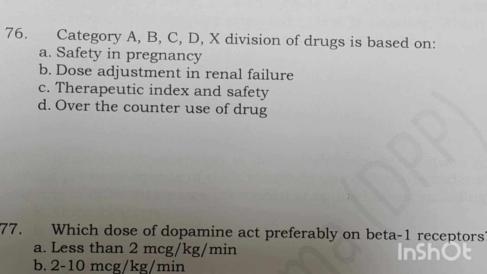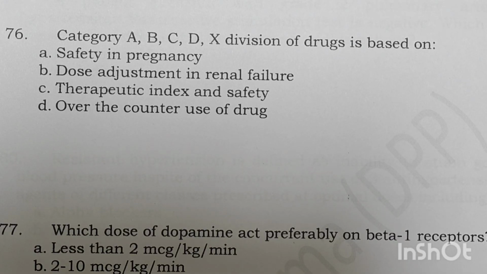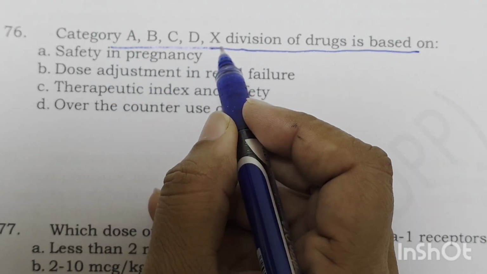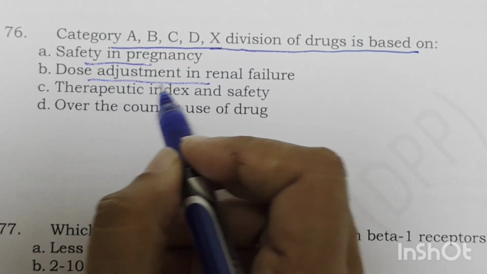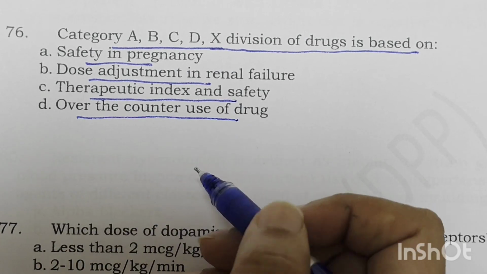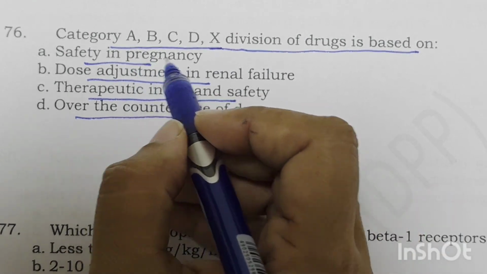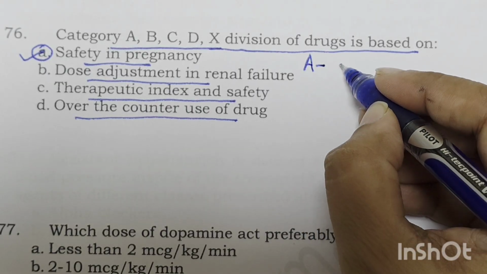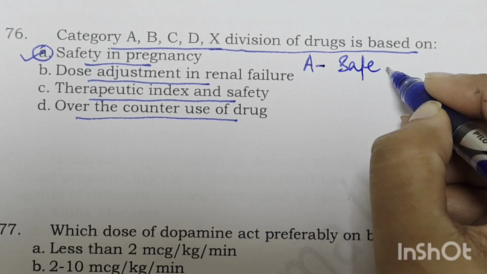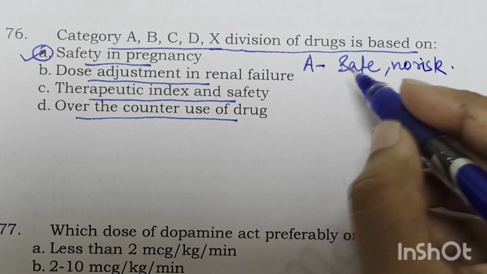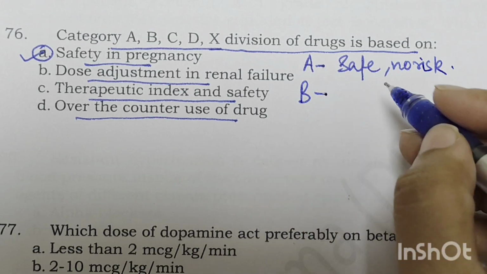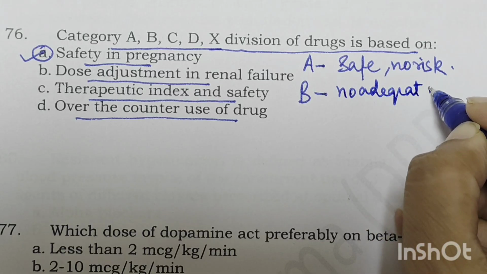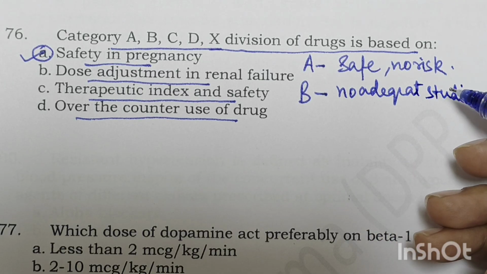The next question that we have to discuss: the category A, B, C, D, X division of drugs is based on safety in pregnancy, dose adjustment in renal failure, therapeutic index and safety, or over the counter. Now, the various categories are basically indicative of safety in pregnancy. What is Category A? That means the drug is safe. There is no risk, right? Category B, there is no risk, no adequate studies, right?